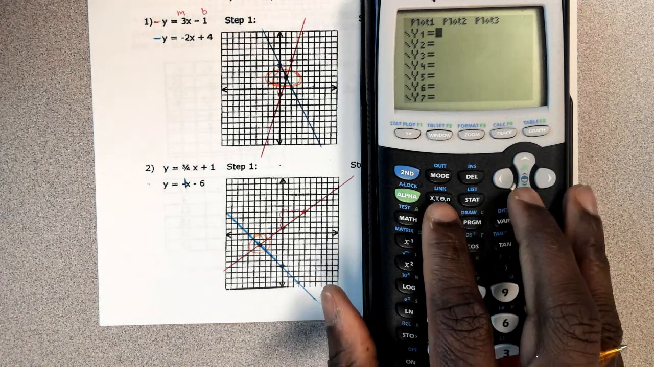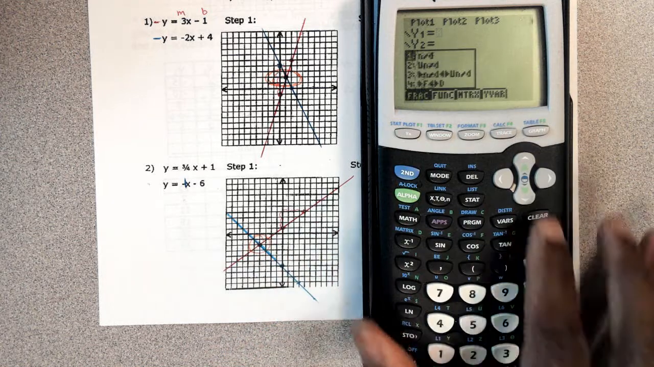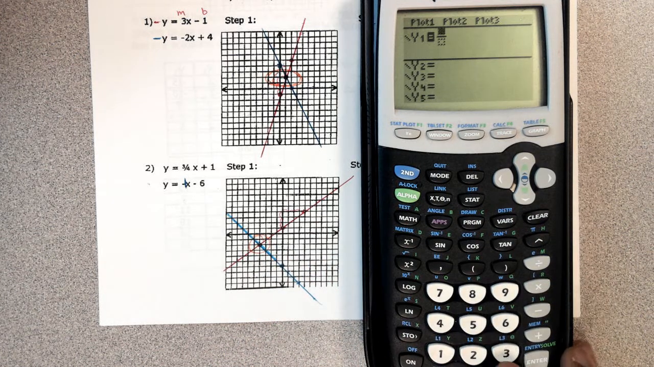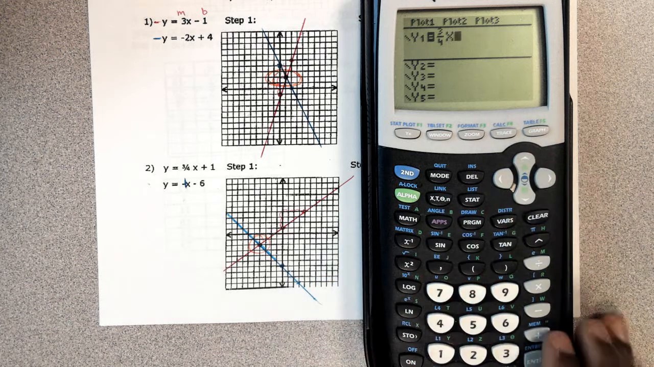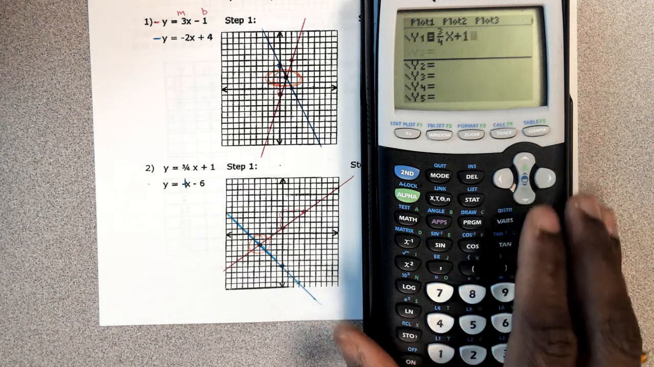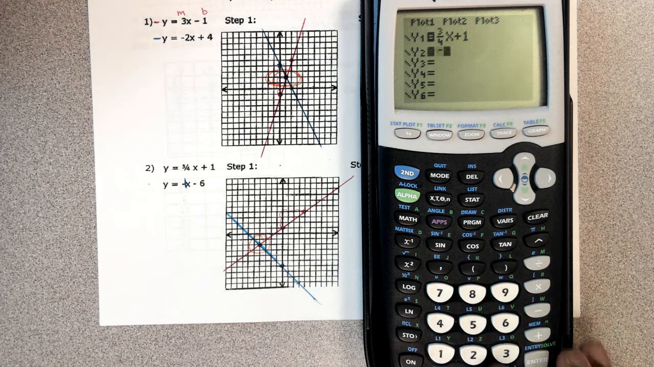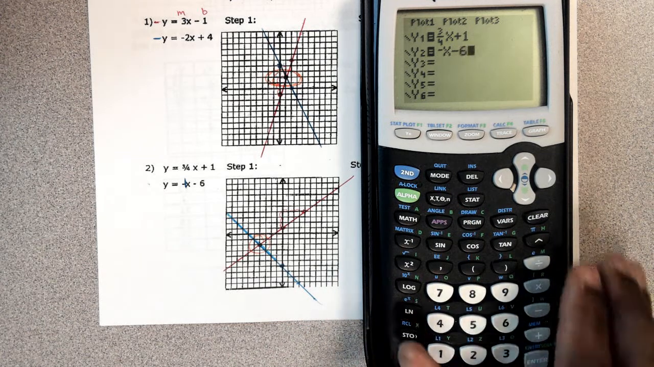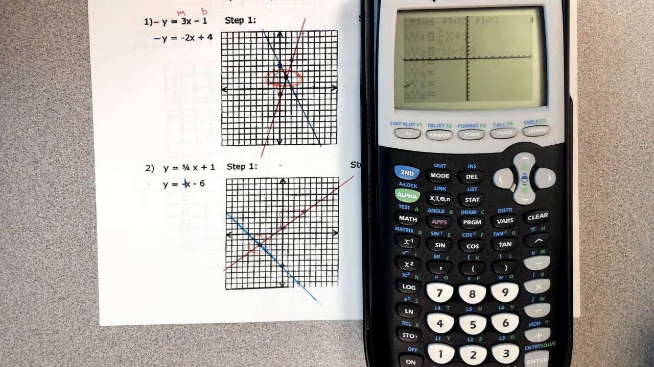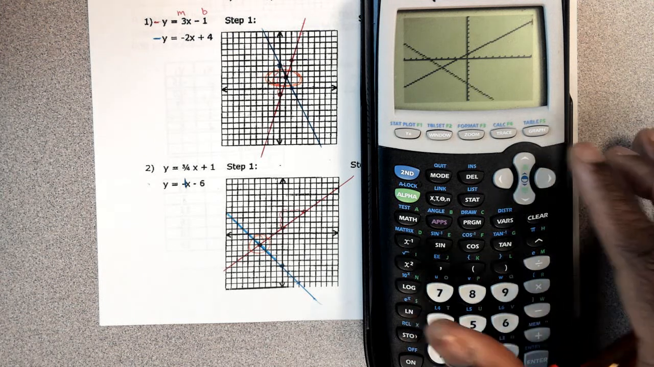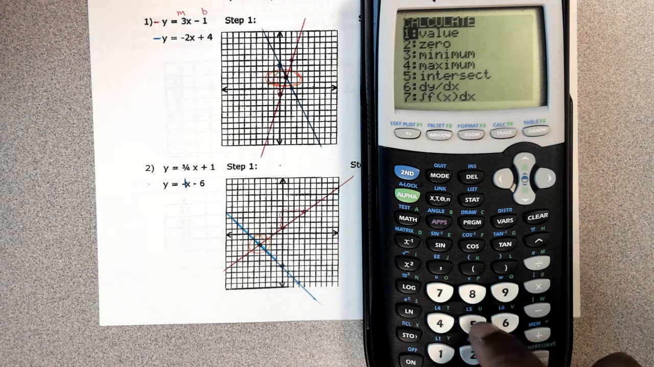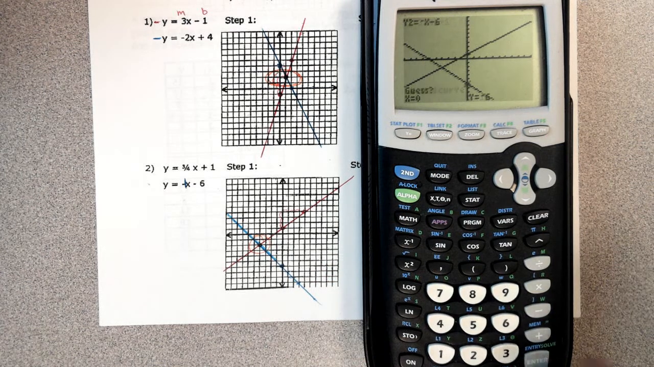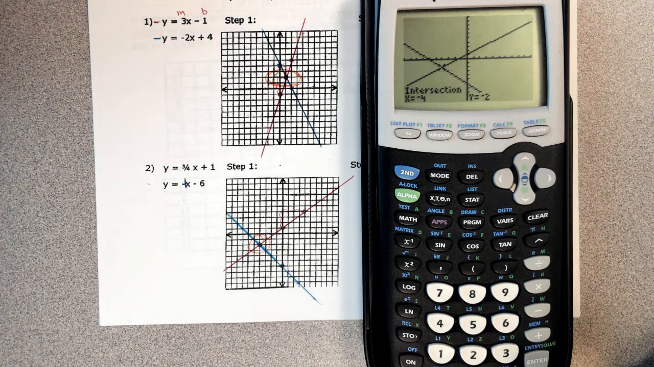Alright, then we can graph it also. Y equals 3 over 4 x plus 1 and negative x minus 6. And graph it, again, looks real similar to ours. Second, trace, intersect, enter. Boom, negative 4, negative 2.